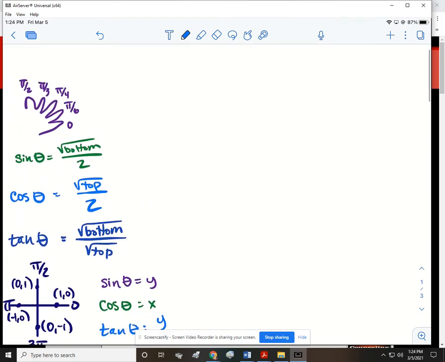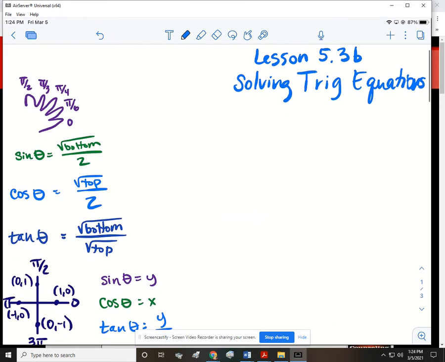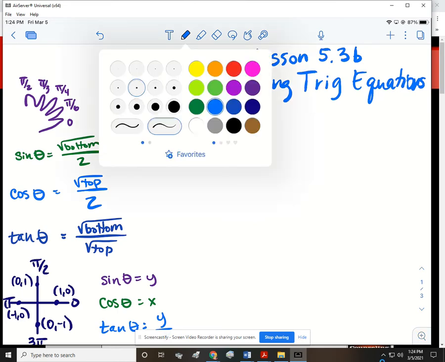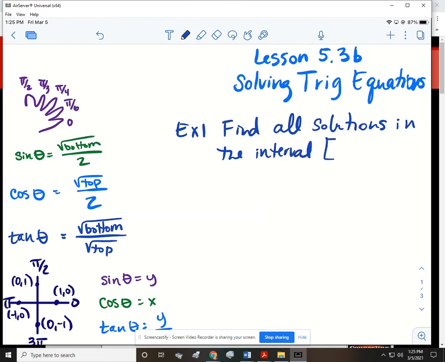All right, so over on the other side, we're going to call this lesson 5.3b, and we're still going to be solving trig equations. Now, these are all going to be in a certain interval, so we aren't going to have to worry about doing the plus 2n pi or plus n pi, but we are going to have to use some of the identities to solve these. So for example 1, we're going to find all solutions in the interval from 0 to 2 pi.